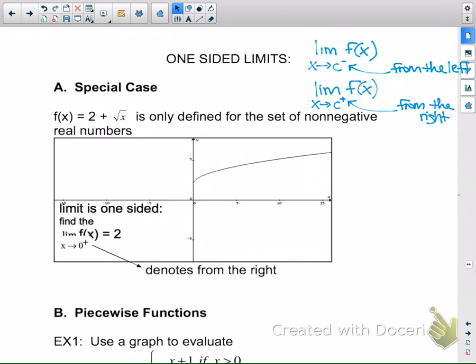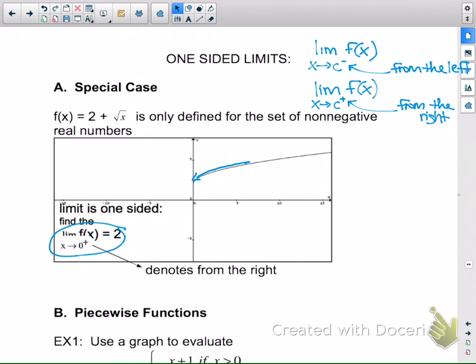All right? Could I find the limit as x approaches 0 from the left on this graph? No. Is there any section of the graph over here that I can follow in from the left towards 0? No. I don't have a graph over here. So in this case, you would use the limit as f of x approaches 0 from the right only, because you can only follow the graph from the right. You can't approach it from the left.